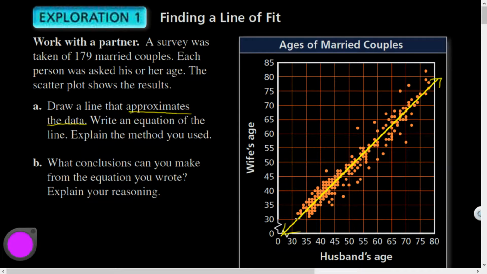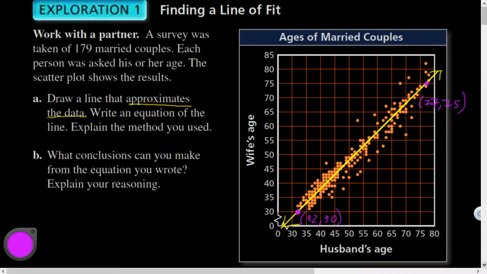Let me pick two points that are far apart from each other. So pick two points on your line that are far apart. I'm picking this point. This appears to be the point 32 for the husband and 30 for the wife. So 32, 30. And let's pick another point way up here. That appears to be 77 and, on the horizontal axis, 75.